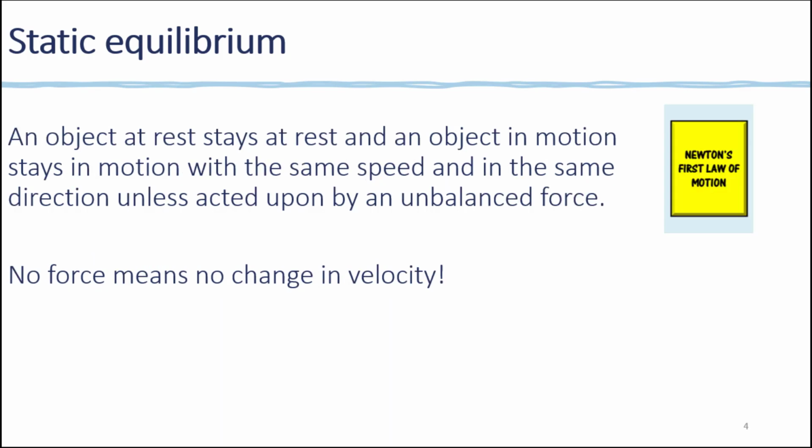So in the first and second videos, we talked about Newton's second and third laws of motion. Now we're concerning ourselves with the first law of motion. That law states that an object at rest will remain at rest and an object in motion will remain in motion with the same speed and in the same direction unless acted upon by an unbalanced force. So basically, if there is no force, then there's no change in velocity. And in this case, no force means no net force.